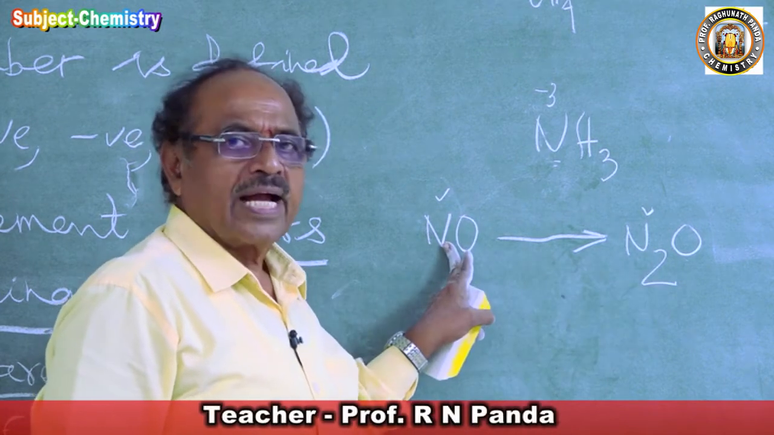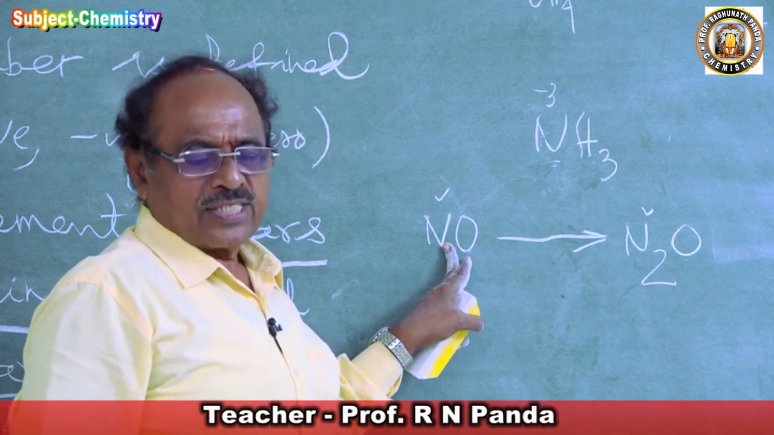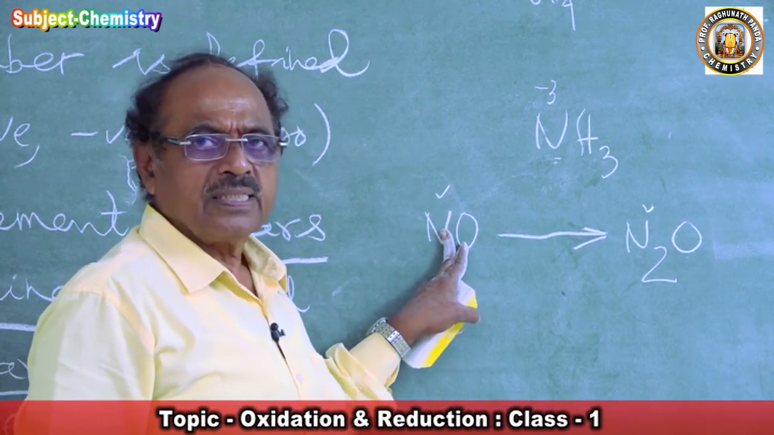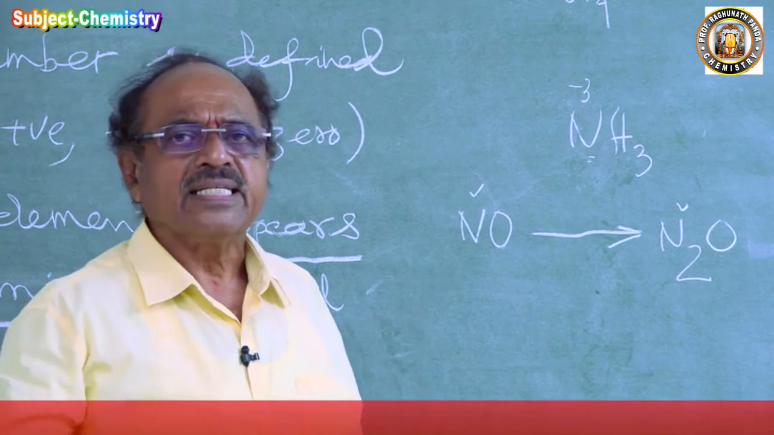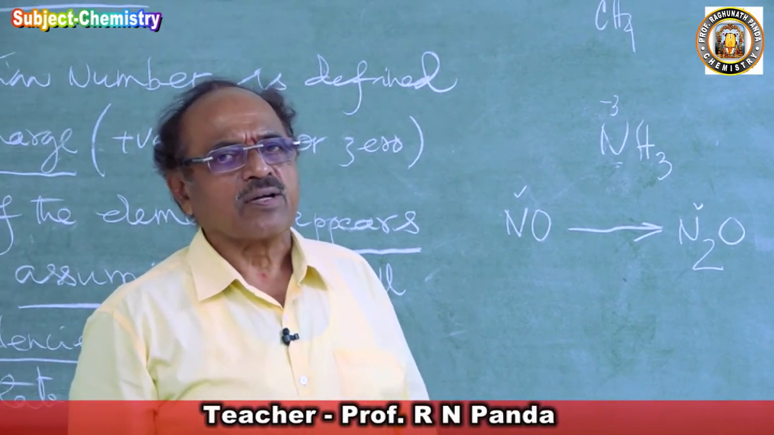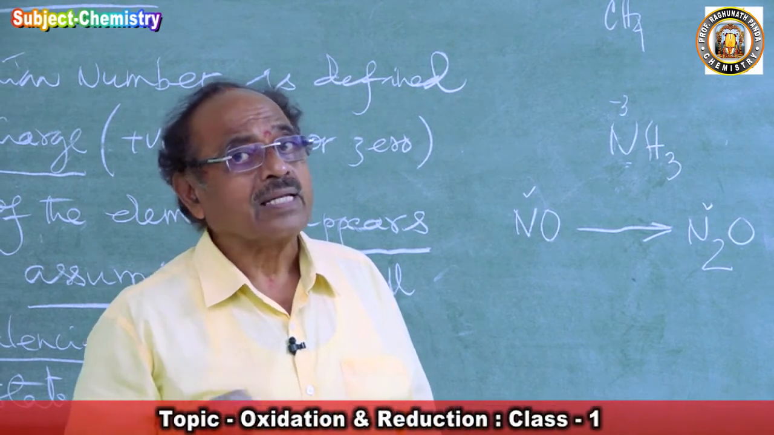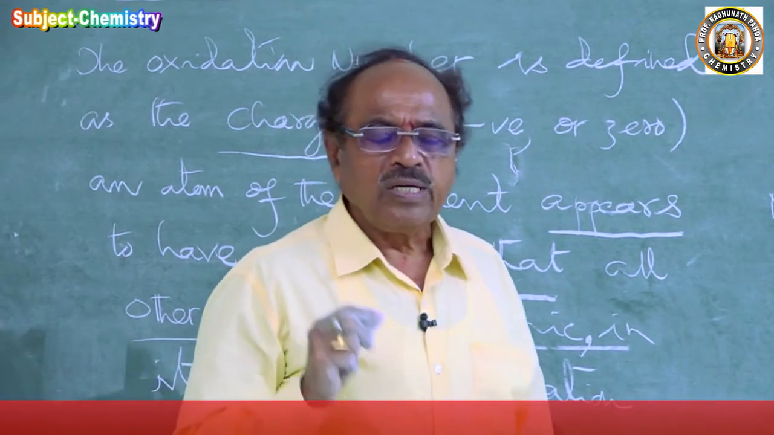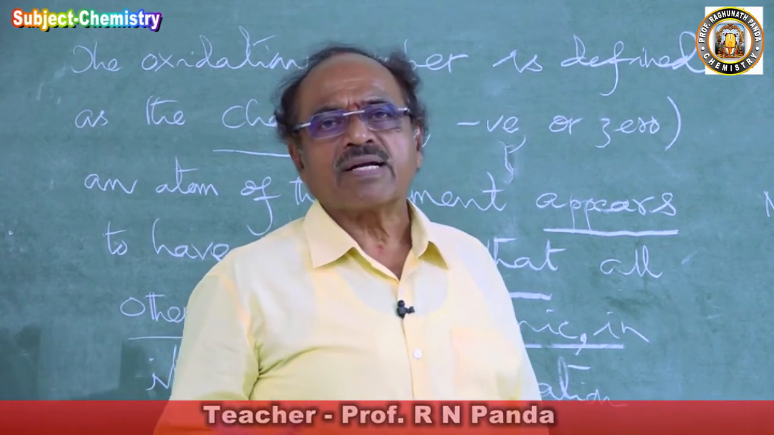In nitric oxide, we will calculate the charge of nitrogen, and from that charge is the oxidation number. If oxidation number is increasing, it is oxidation. If oxidation number is decreasing, it is reduction. So by using one number, there is no reduction number, only oxidation number, because you have read vectors.